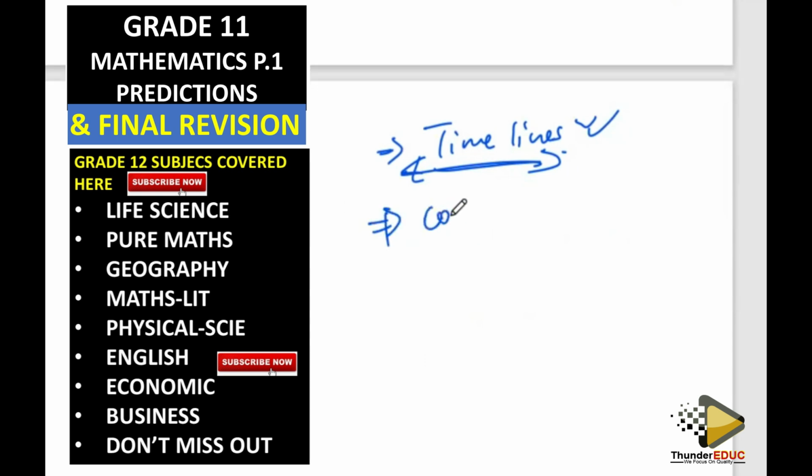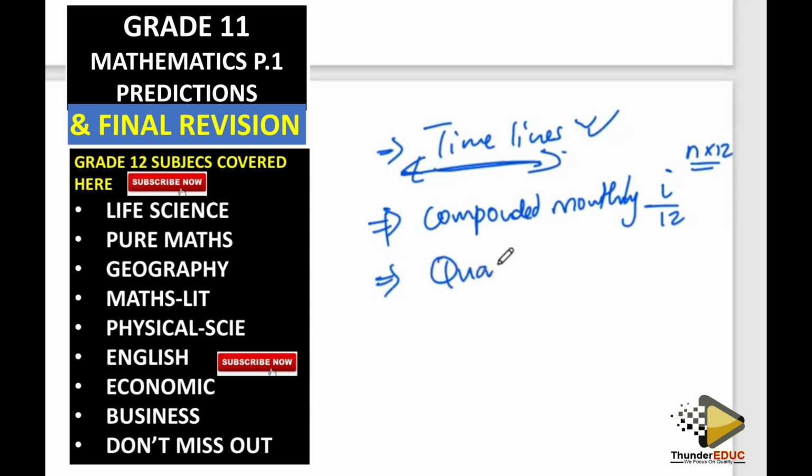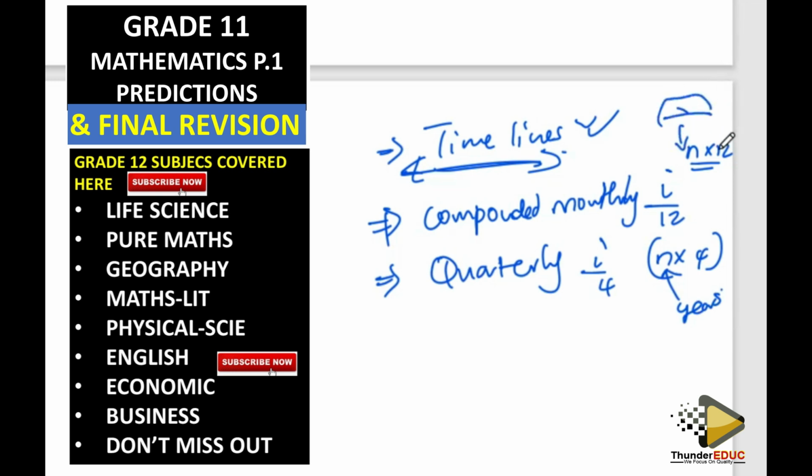Let's say the interest rate is compounded monthly, what happens? You divide the i by 12, and then the n, which is the number of years, you multiply by 12 to get how many months we are going to be compounding. If it's quarterly, we divide the i by 4 and multiply the n by 4. We only multiply n by 4 if n is in years. But if it's already in months, then we don't need to multiply.